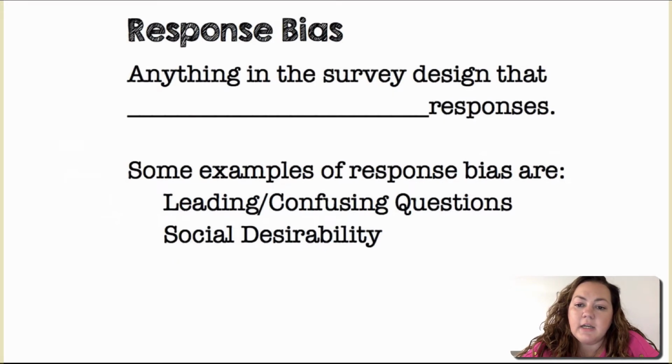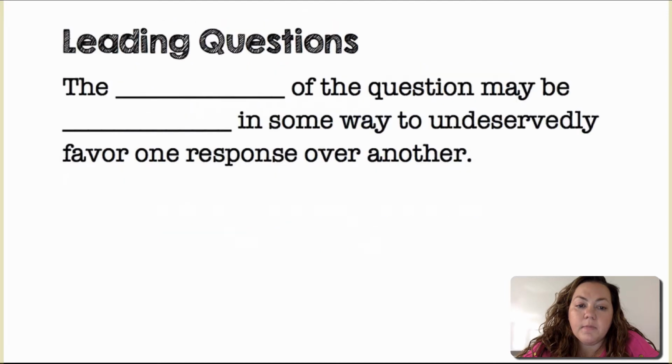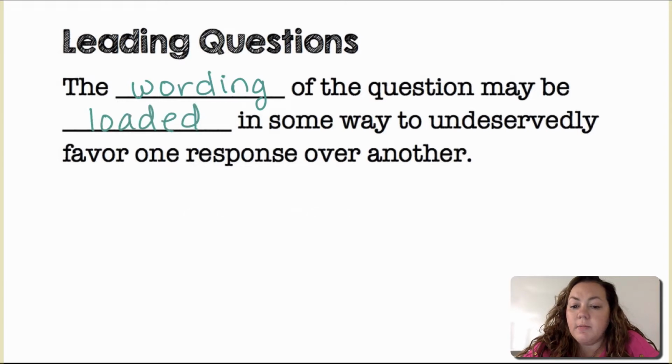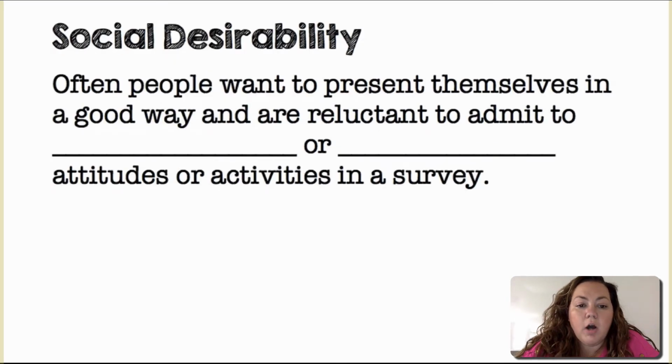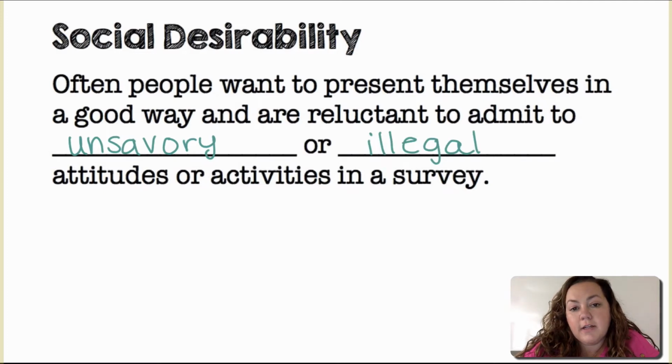Response bias is anything in the survey design that influences responses. So some examples of response bias are leading or confusing questions or social desirability. A leading question is when the wording of the question may be loaded in some way to undeservedly favor one response over another. So it basically leads you, like you read the question or somebody asks you the question, and it's leading you to pick this one particular option. Social desirability is when often people want to present themselves in a good way and are reluctant to admit unsavory or illegal attitudes or activities in a survey.